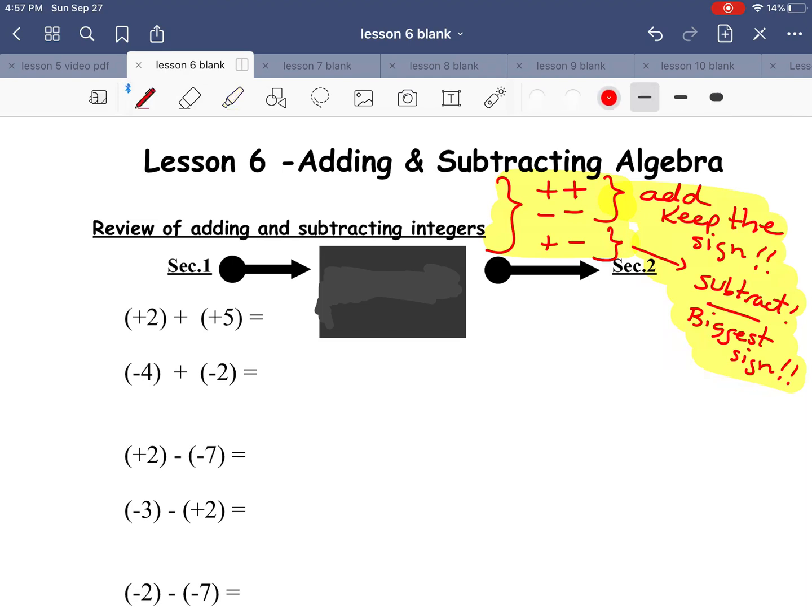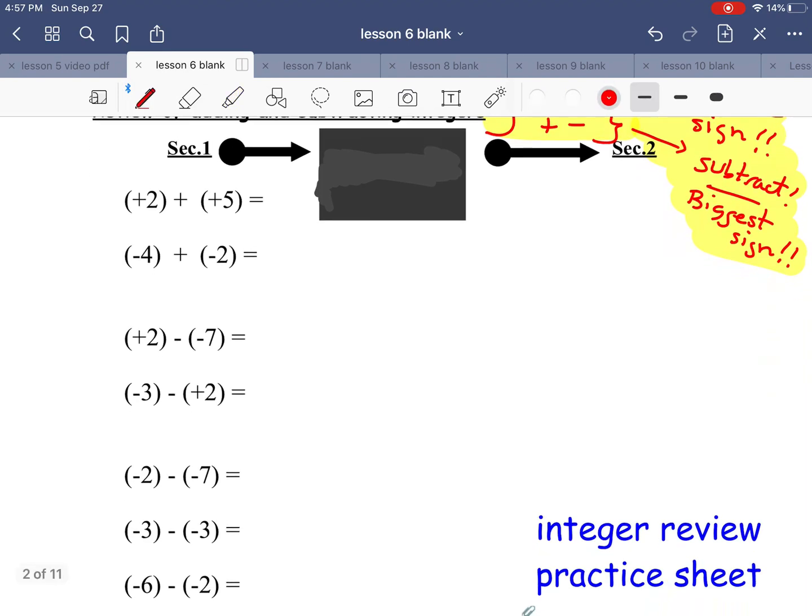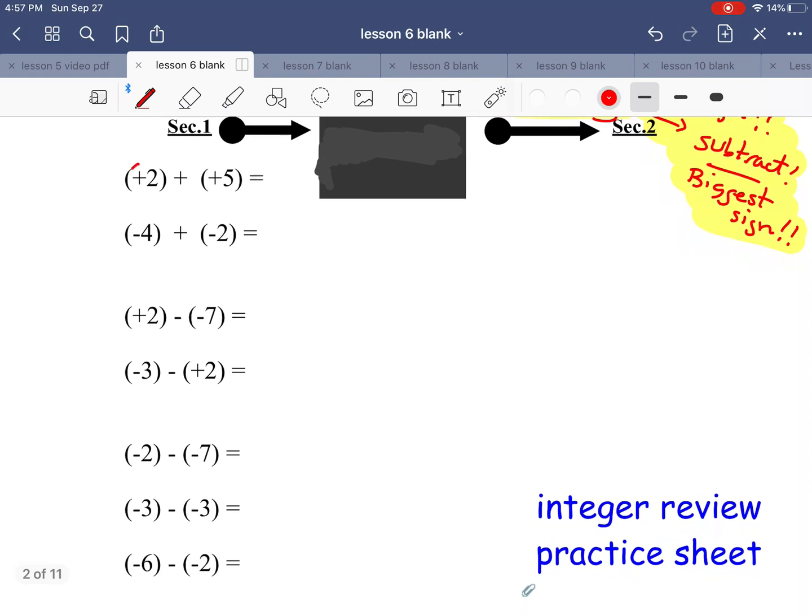So we're going to start back from what you did last year. A lot of the stuff that you saw last year had the brackets, the plus here, another plus in front. You also had subtracting, like these ones down here. So I'm just going to go over what you would have seen last year and what it's going to look like this year before we attempt the actual algebra.